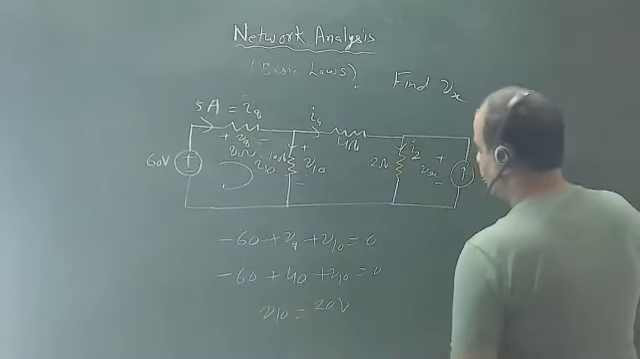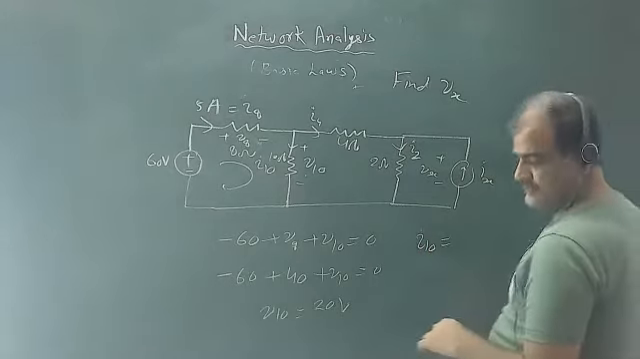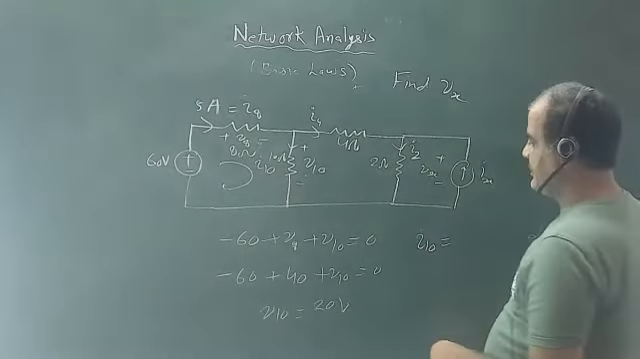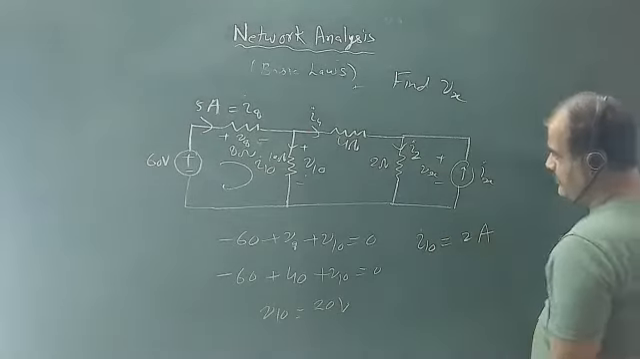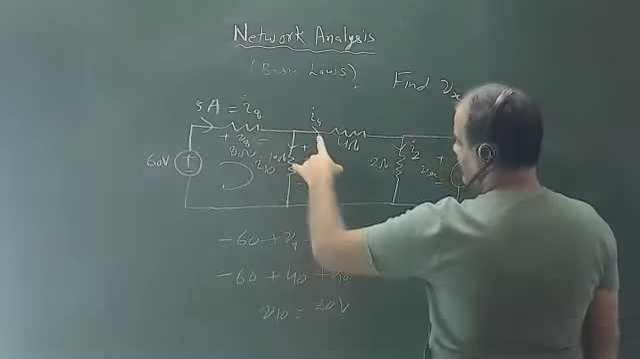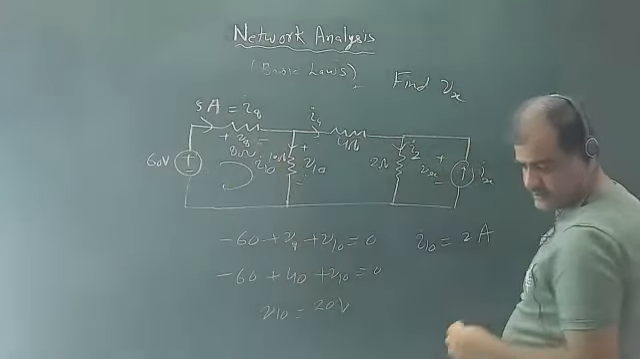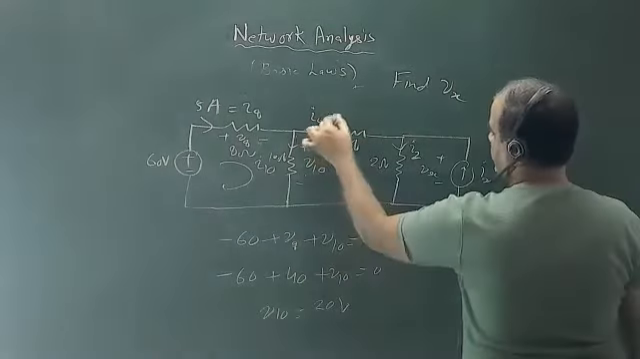Okay. Now I10 will be, how much will I10 be? I10 will be 2 ampere. So this will be 2 ampere. Okay. So now this is 5 ampere, this is 2 ampere. So what is the value of I4? 3. So I4 is now 3 ampere.